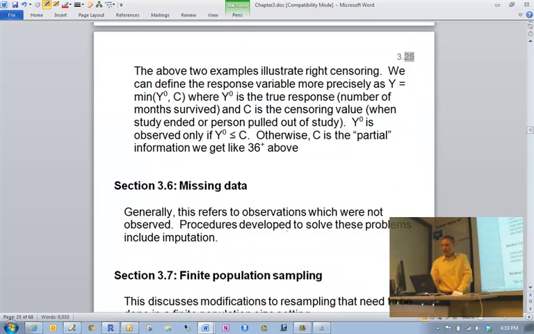And so what we can do in this kind of situation is define y to be the minimum of y0 and C, where y0 is some true response time, so true survival time that you may or may not know, and C is the censoring time. And what you actually observe is this y, the minimum of the true survival time and the censoring time.